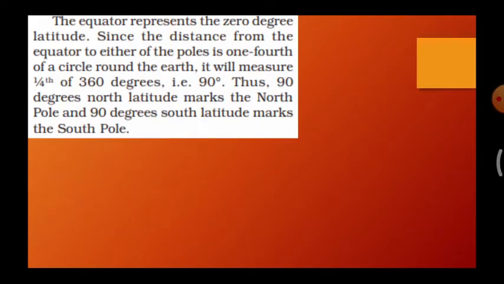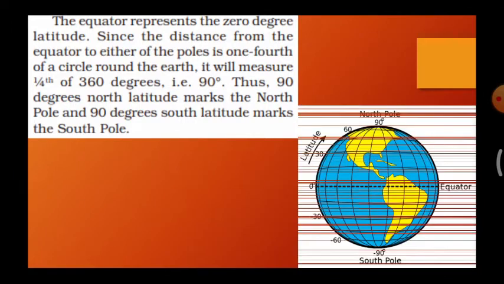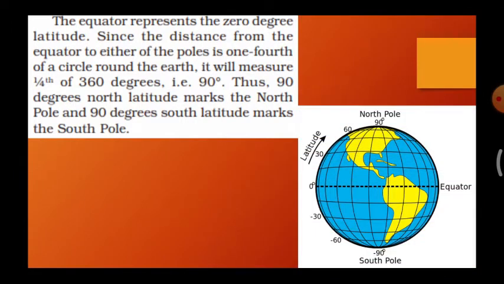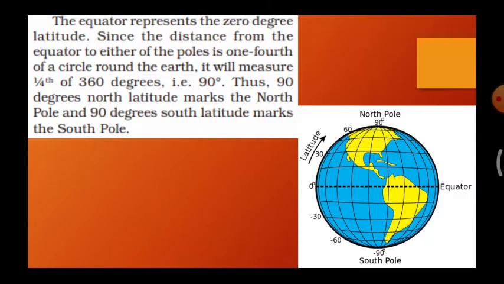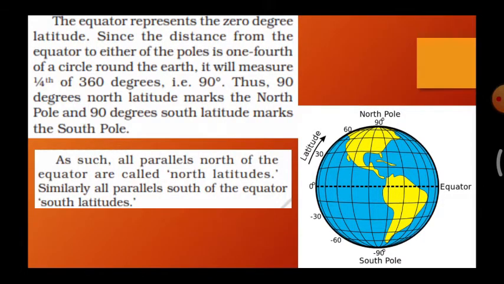The equator corresponds to 0 degree latitude. Since the distance from the equator to either of the poles is one fourth of the circle around the earth, it will measure one fourth of 360 degrees, that is 90 degrees. Thus 90 degrees north latitude marks the North Pole and 90 degrees south latitude marks the South Pole.